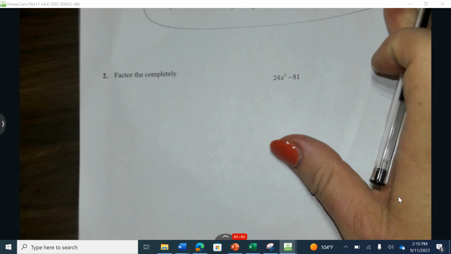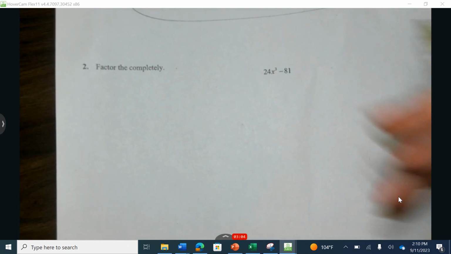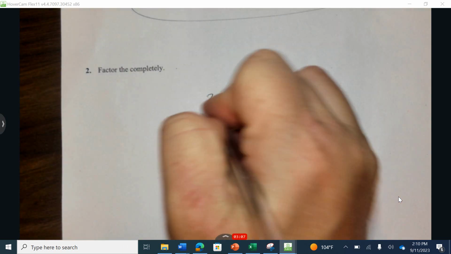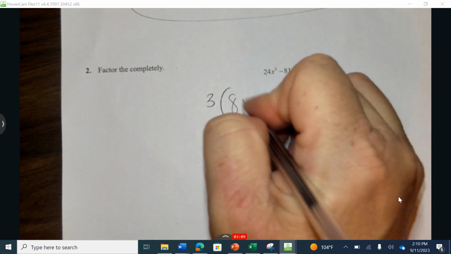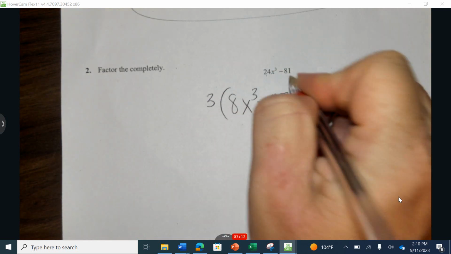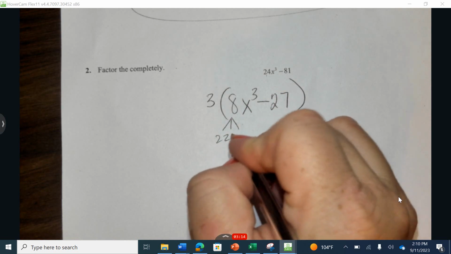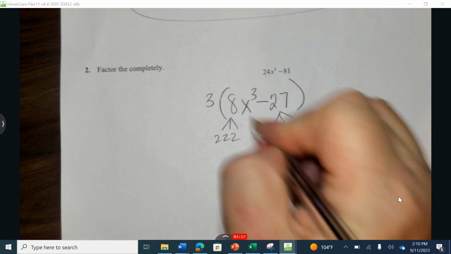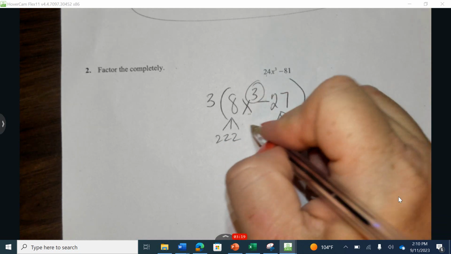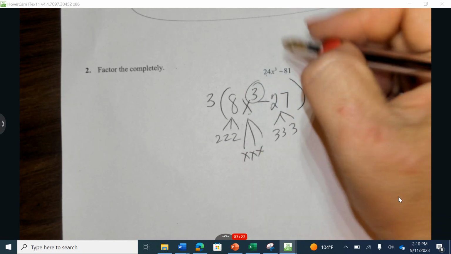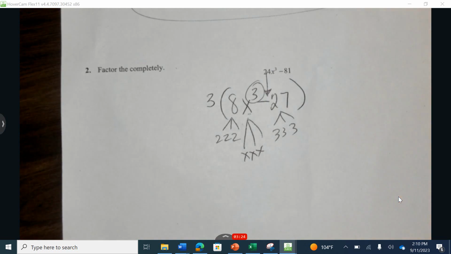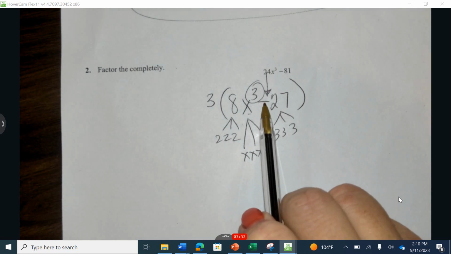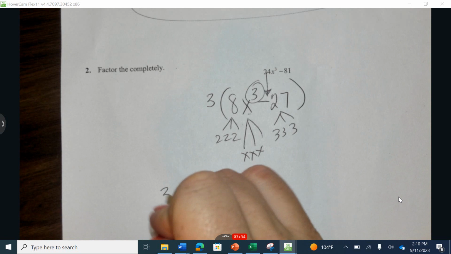So I'm going to start by factoring out the numerical value of 3. Factoring out 3 leaves me with 8x to the third minus 27. 8 is 2 times 2 times 2. 27 is 3 times 3 times 3. And as a quick reminder, with our cubes, when we are doing the sum or difference of cubes and we are factoring, and factoring is just another way to rewrite things in equivalent form, we can have addition or subtraction in the middle. So 3 stays on the outside.